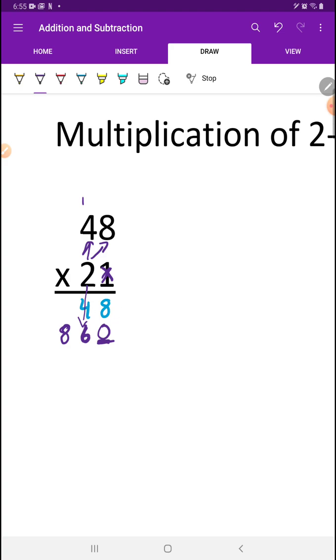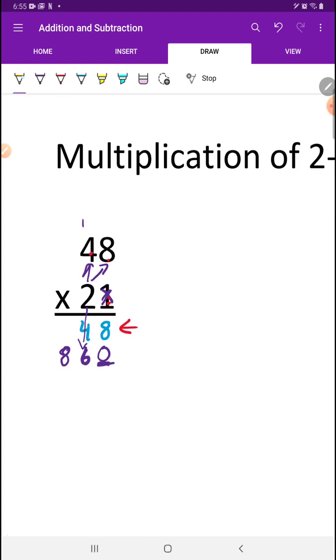So for the first row, we did 1 times 8 and then 1 times 4. And then for the second one, we did 2 times 8 and then 2 times 4. Do you see how both of these numbers touch both of the numbers on top? Very important. And then leaving this place value here, super important. Then we just add these two numbers together and we get 8, 10, 19. So we get the answer 908, just like that.